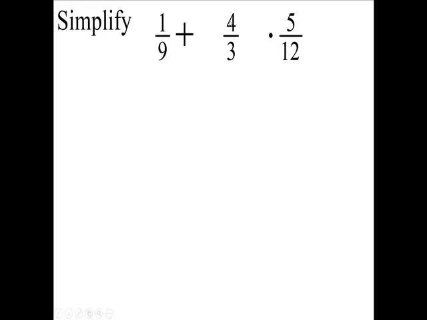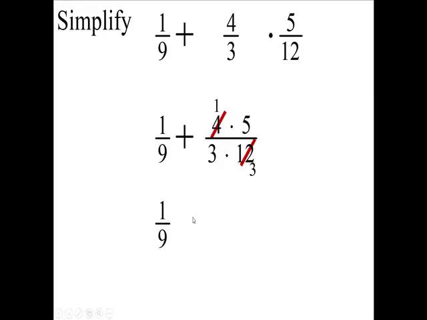All right. Now we're going to have 4 times 5 and 3 times 12, and now we can reduce the 4 and the 12. We're going to divide both of these numbers by 4. 4 divided by 4 is 1. 12 divided by 4 is 3. Okay, so you end up with 1/9 plus, and I'm going to have my two numerators here, the 1 and the 5, and the 3 and the 3 for the bottom. So now I have 1/9 plus, and 1 times 5 is 5, 3 times 3 is 9.